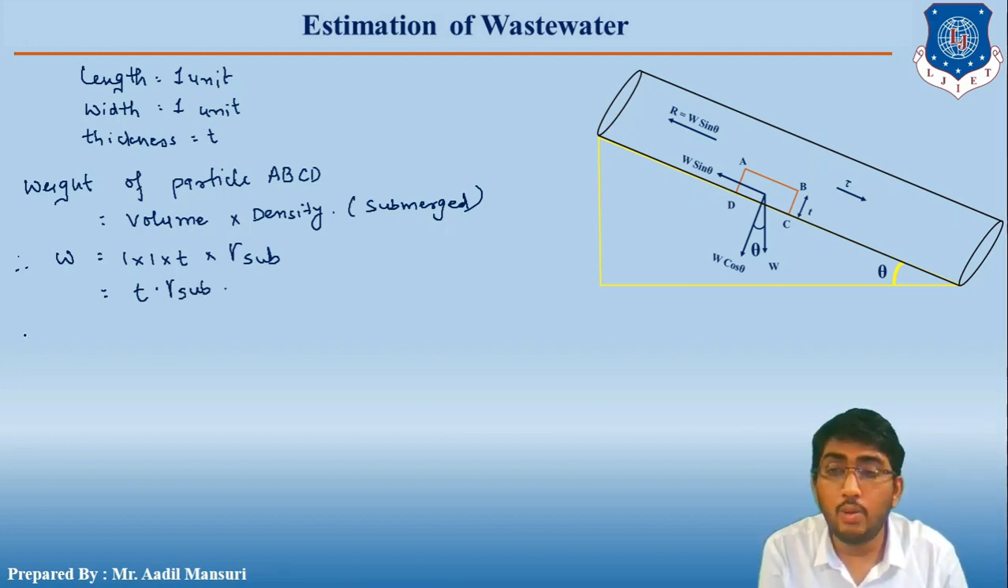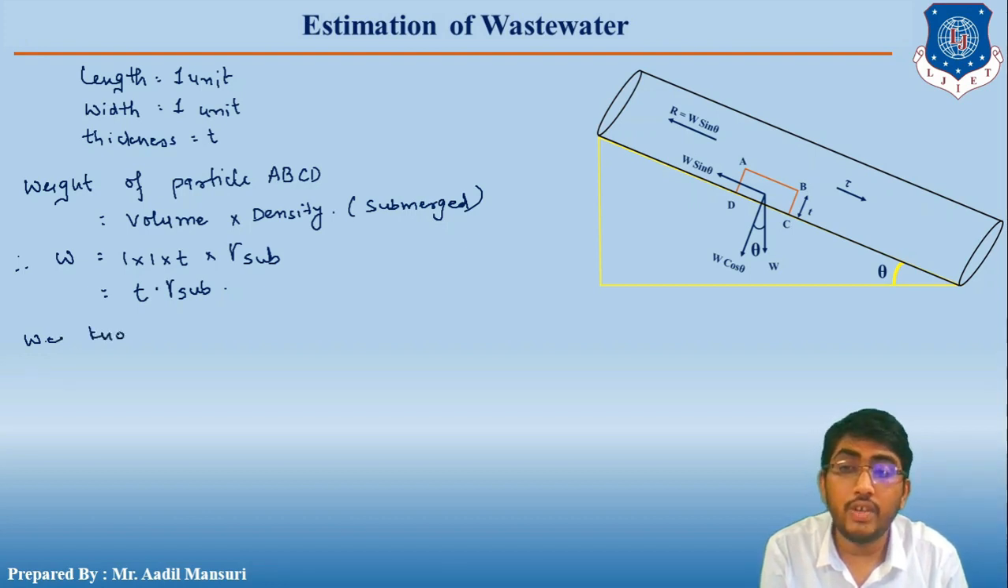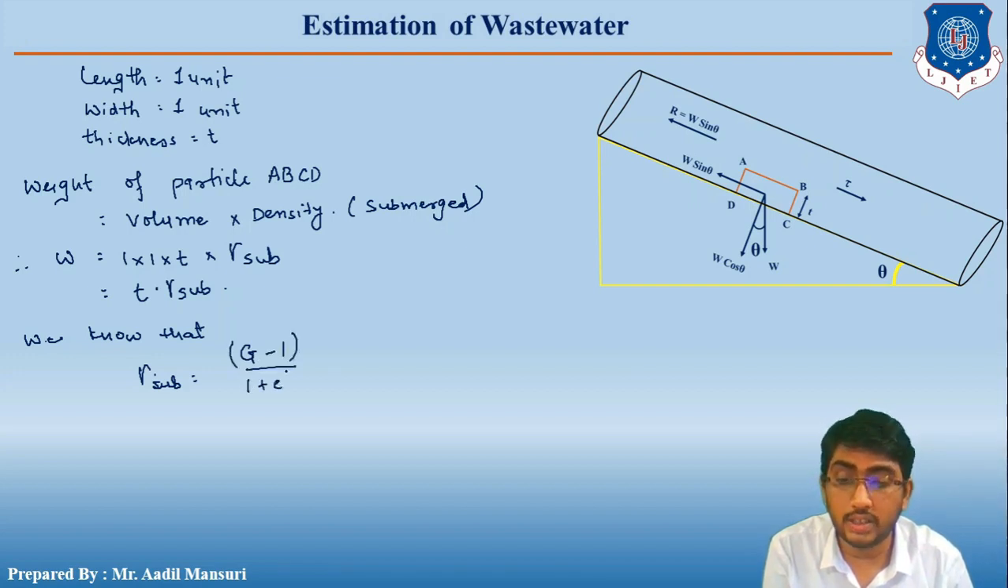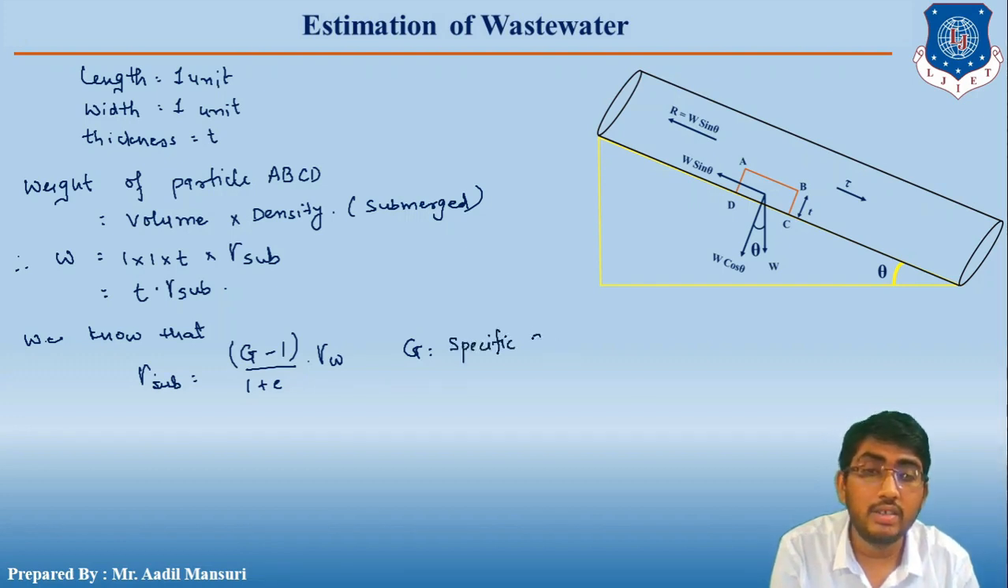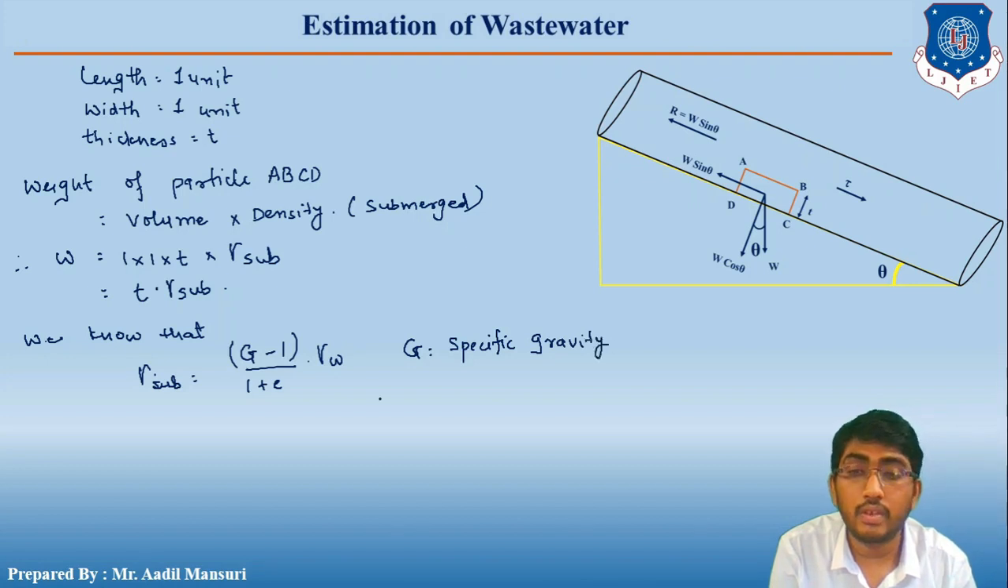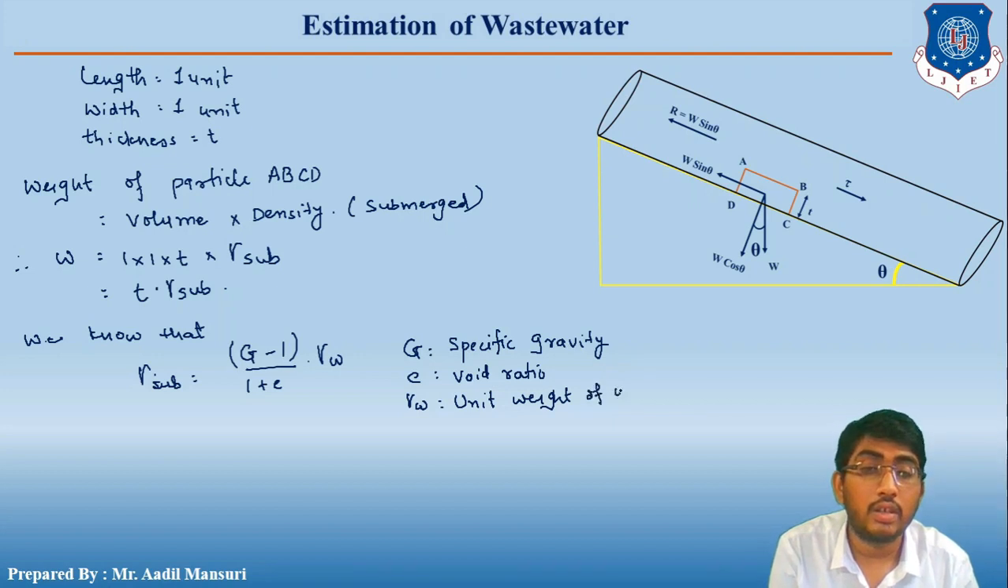But we know that gamma sub, that is gamma submerged, that is submerged density, is always equal to (G minus 1) upon (1 plus E) into gamma W, where G is specific gravity, E is void ratio, and gamma W is unit weight of water. Right, students?